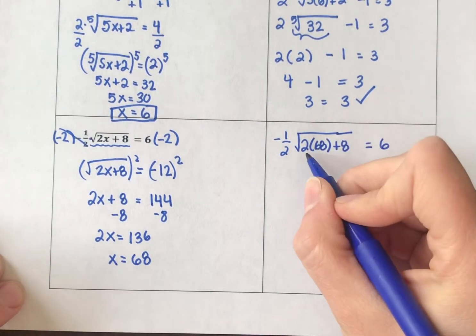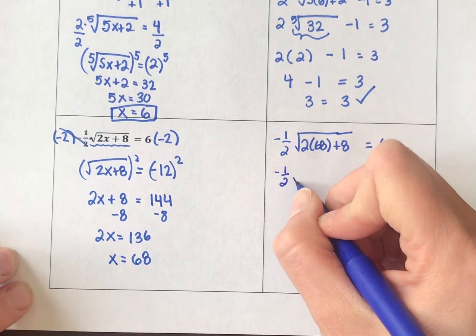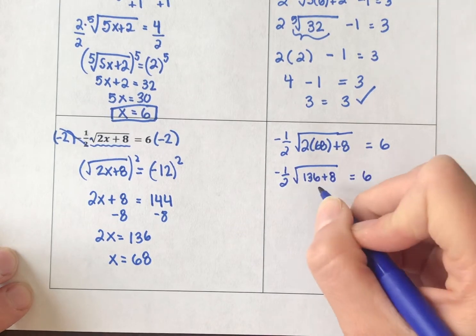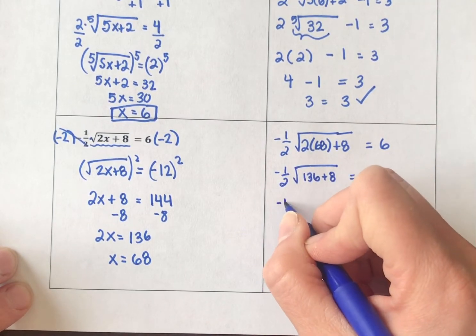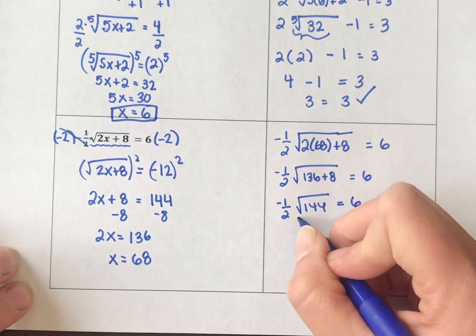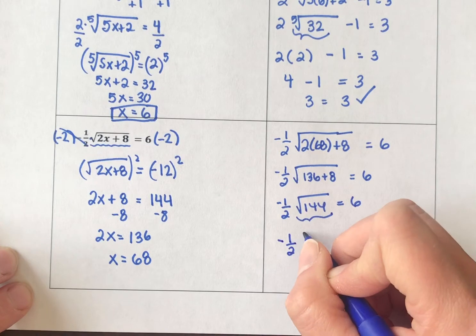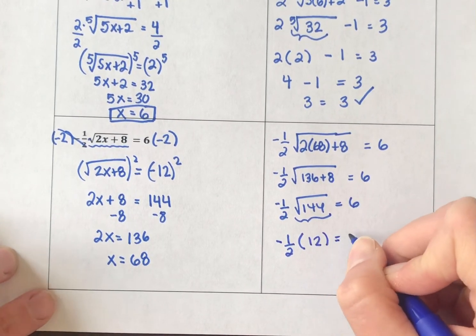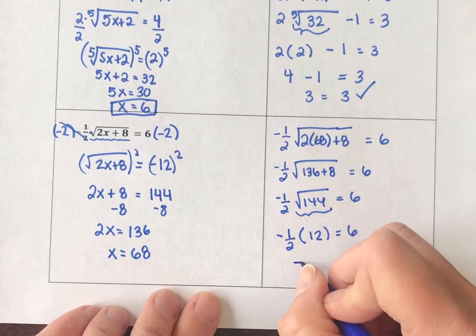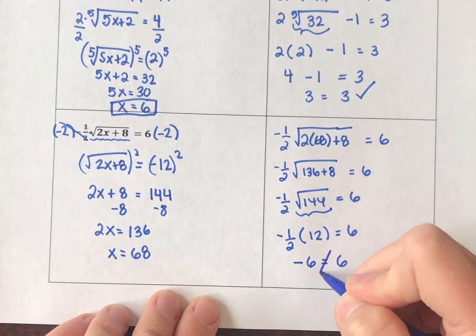All right. Underneath the radical, 2 times 68 is 136. 136 plus 8 is 144. Okay, so the square root of 144, that's going to become 12. So negative 1/2 times 12, we want to make sure that gives us 6. And here, negative 1/2 times 12, that's negative 6. That does not equal 6.